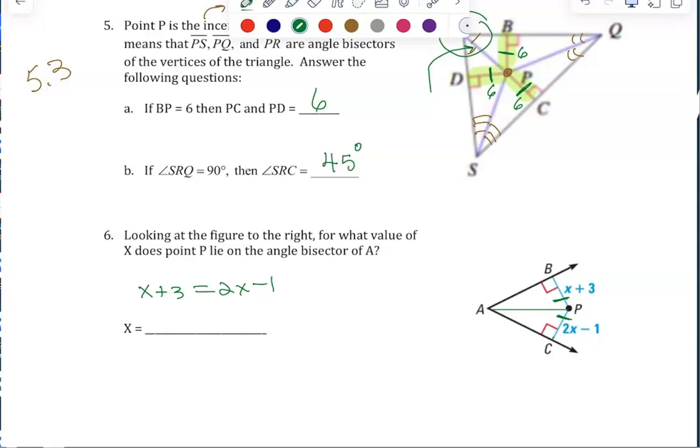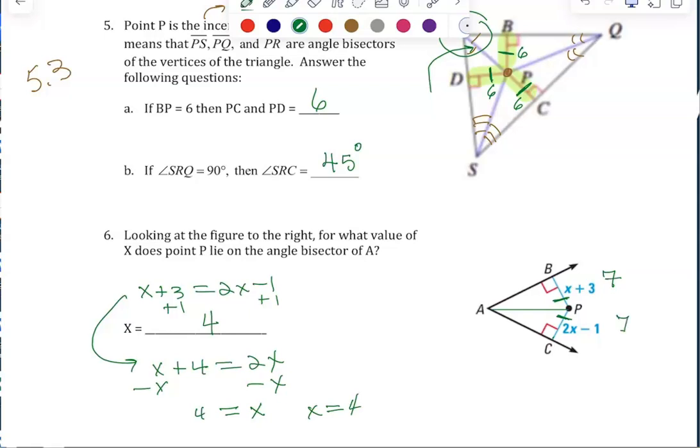Okay, so given that, I'm going to add 1 here, add 1 here. That gives me x plus 4 equals 2x. Subtract x, and 4 is going to equal x, or x equals 4. Why don't we check? Plug in 4, that's going to be a 7. Plug in 4, 4 times 2 is 8 minus 1, that's going to be a 7. So that checks, and we're good. So that answer was 4 for x.